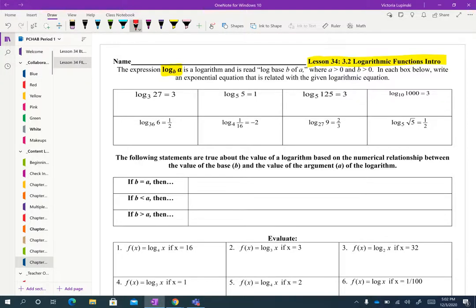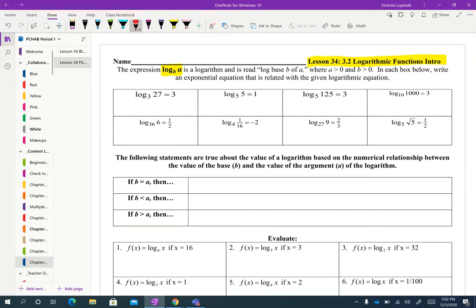All right, welcome everybody. Today we are going to talk about lesson number 34. This is an introduction to logarithmic functions. Please be advised that between section 3.2, 3.3, and 3.4, we're going to be jumping around and mixing them all together. So don't be surprised if the homework is in a bunch of different sections.